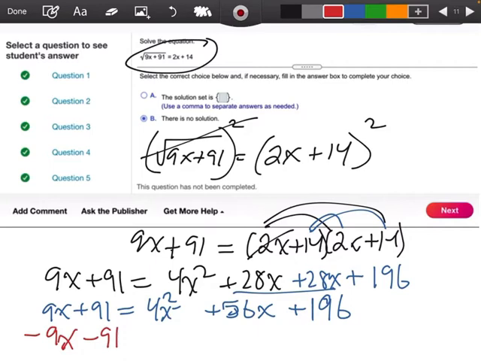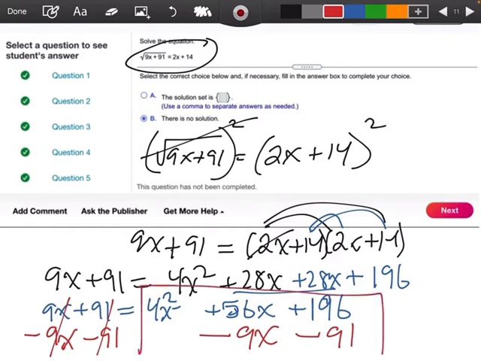Let's see. Okay, so now we're going to go minus 9x and minus 91. So those are going to cancel out. Okay, so now I'm going to write what I have right here on my next page. So 4x squared. Let's see. And let's come back one.